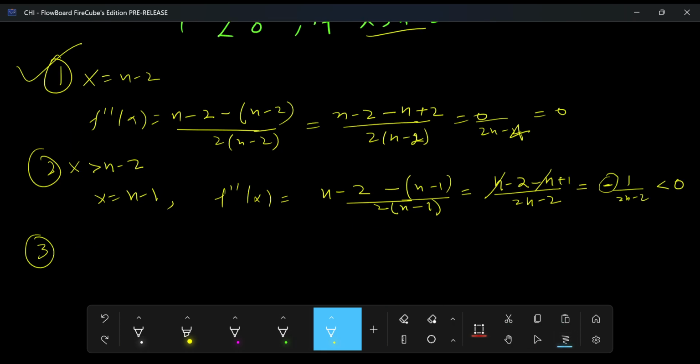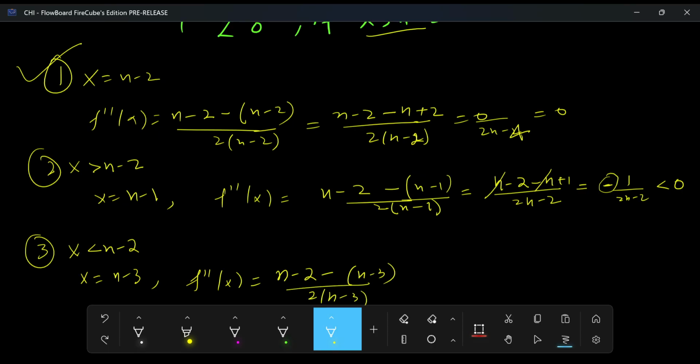And when x is less than n minus 2, suppose x is equal to n minus 3. F double dash x is equal to n minus 2 minus n minus 3 upon 2n minus 3. This is positive, that's equal to n minus 2 minus n plus 3 upon 2n minus 6. This is equal to 1 divided by 2n minus 6, which is positive. So simply, this is the graph, the probability curve of chi-square distribution.